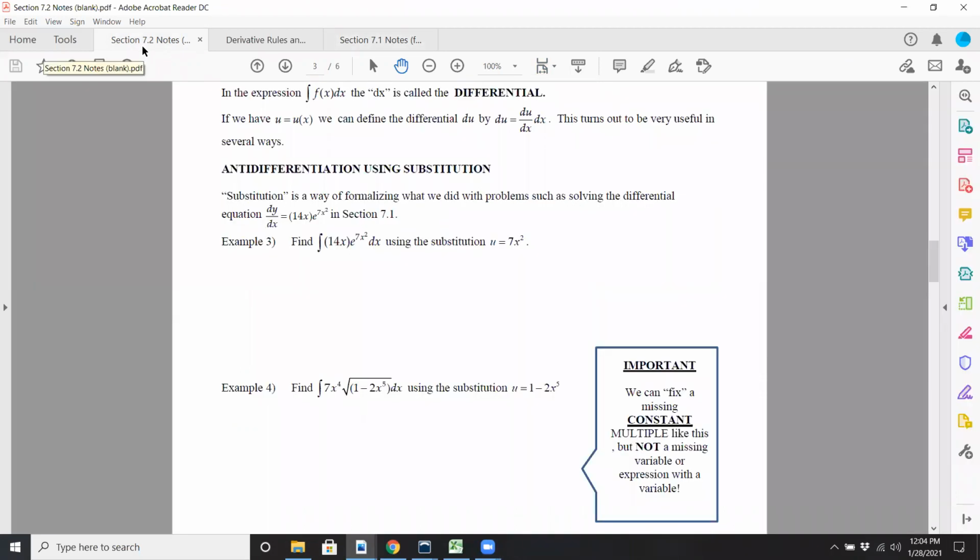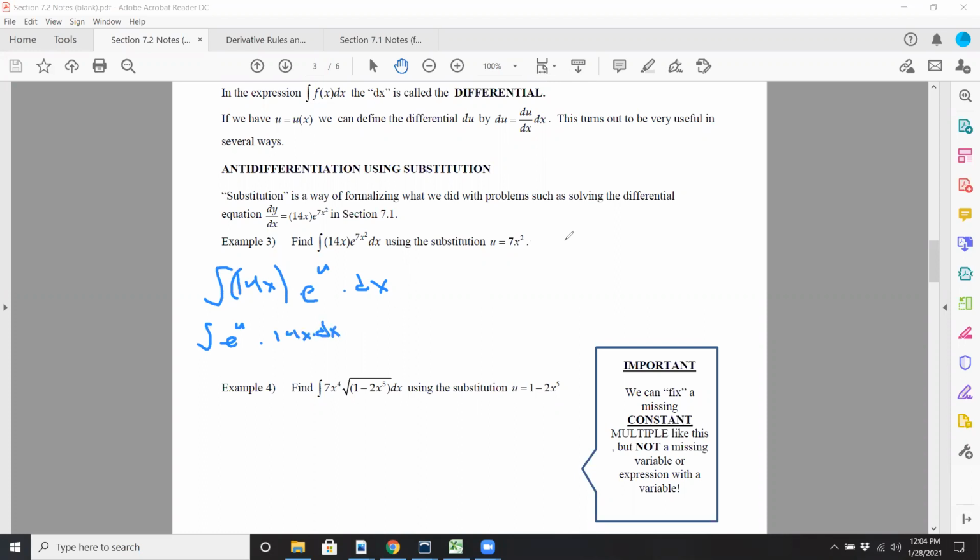But now I'm going to give you a more mechanical approach to this. What if you let u equal 7x squared? Fine. You have 14x times e to the u power dx. The problem is that you've got u's and x's, so it's a little confusing. Let me actually rearrange this just a tad. You have e to the u times 14x times dx.